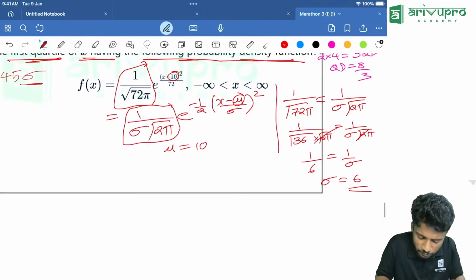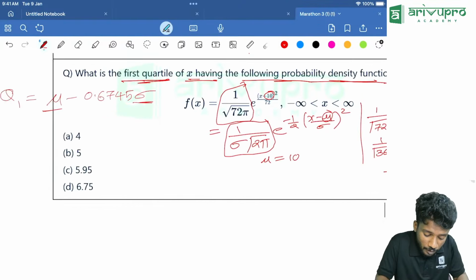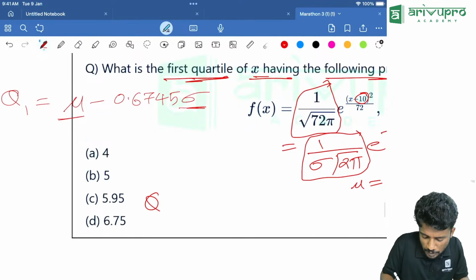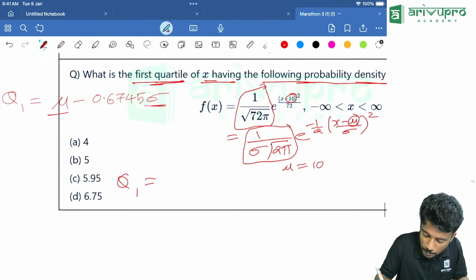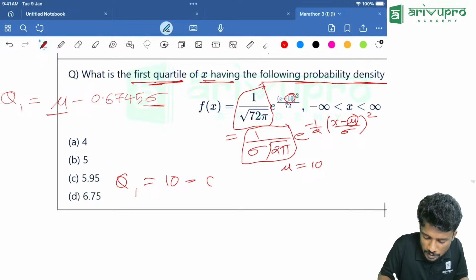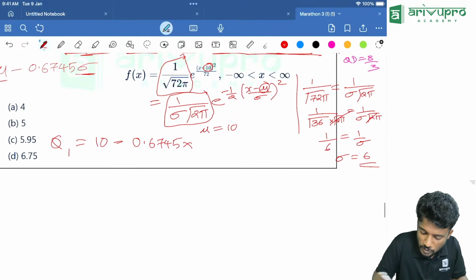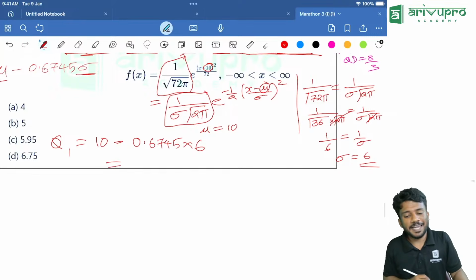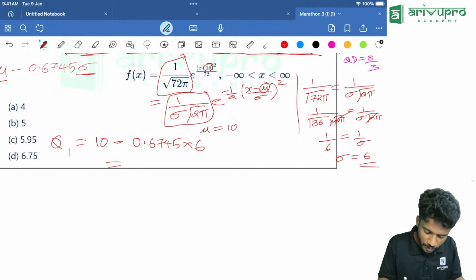You have the value of sigma. You have the value of mu. Now how will you find the value of Q1? Q1 is equal to, mu is how much now? Mu is equal to 10 minus 0.6745 into sigma. Sigma is 6. You can get me the answer. How much are you getting, people?